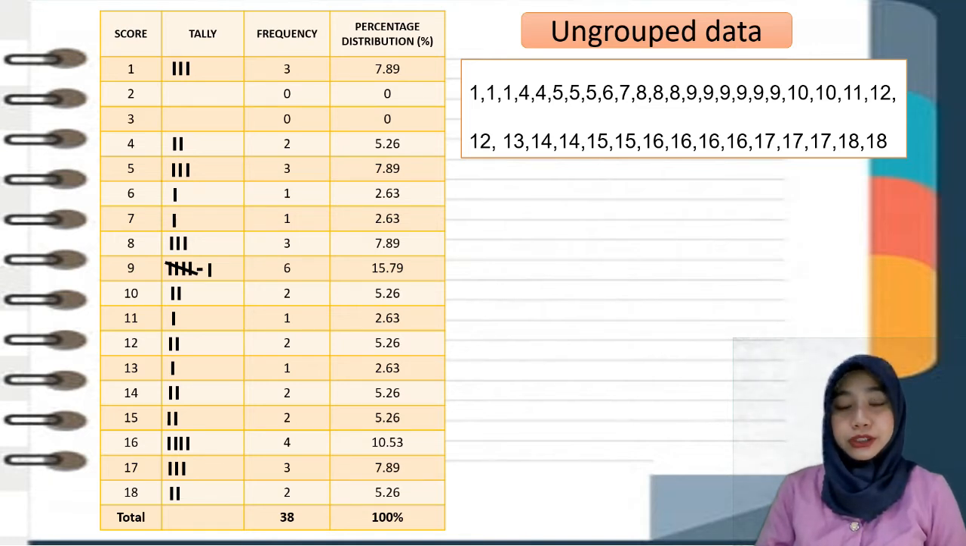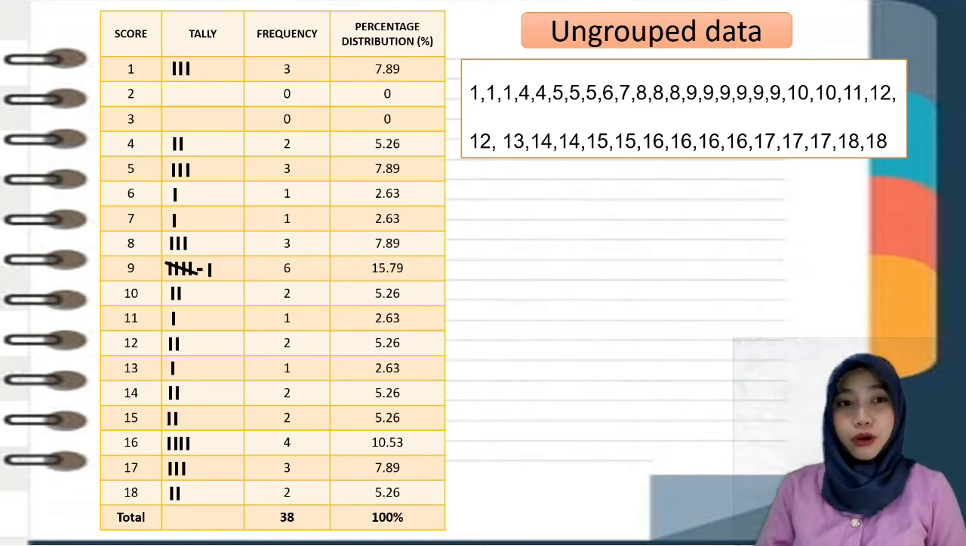How many scores of 4 are there? So we have 2 scores of 4. We will write 2 bars. And you will just continue with the rest. Next column is the frequency. In this column, we will just rewrite the tally in a numerical value.